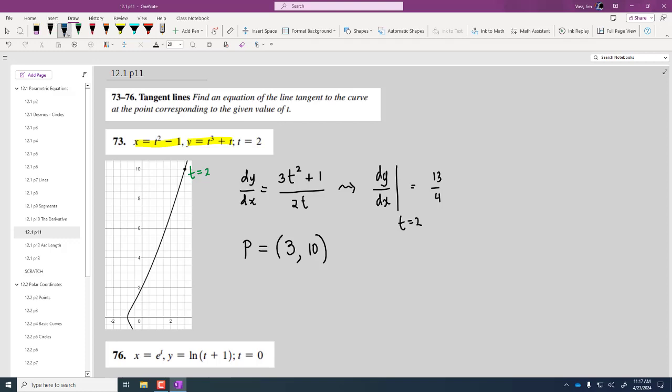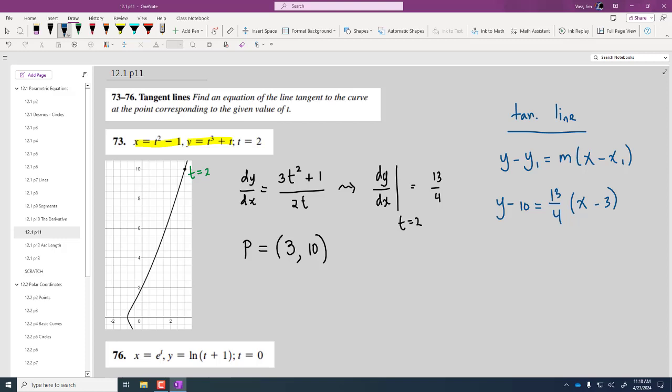For the equation of the tangent line, we use the point-slope formula: y minus y1 is equal to slope times x minus x1. So we're going to have y minus 10 equals 13/4 times x minus 3. Back to algebra. Point-slope formula: if you know a point and you know the slope, you can build the line.